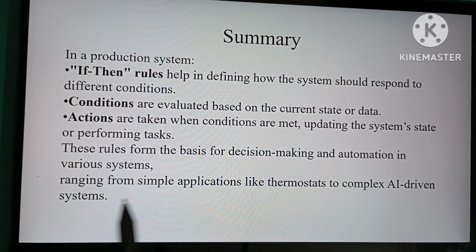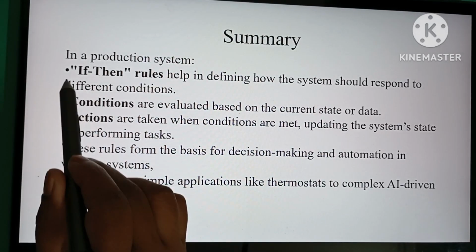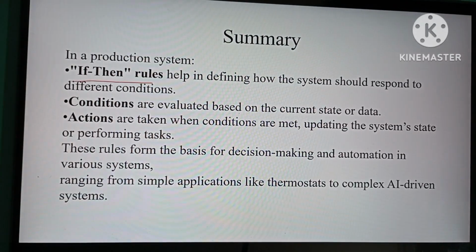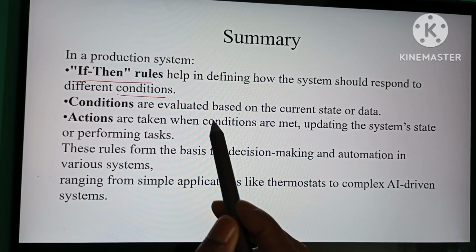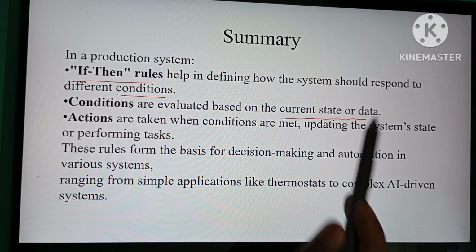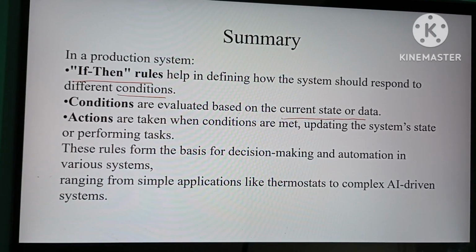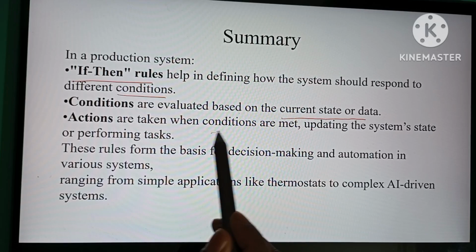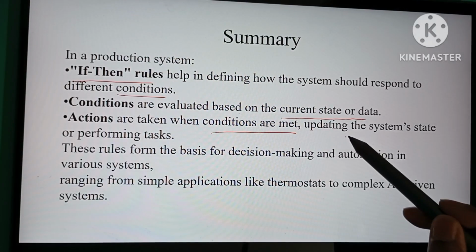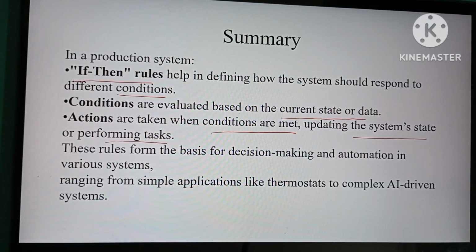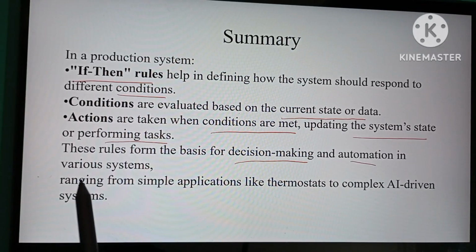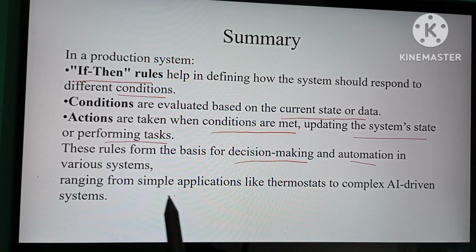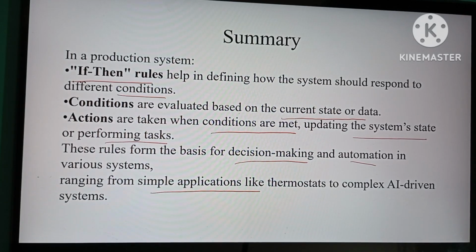Let us summarize what we have seen in this video. A production system is a set of if-then rules which help in defining how the system should respond to different conditions. The conditions are evaluated based on the current state or the data. Actions are taken when conditions are met, updating the system state or performing tasks. All these rules form the basis for decision making and automation in various systems, ranging from simple applications like thermostats to complex AI driven systems.